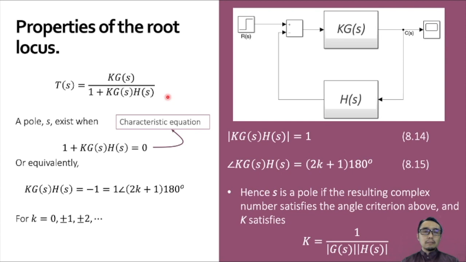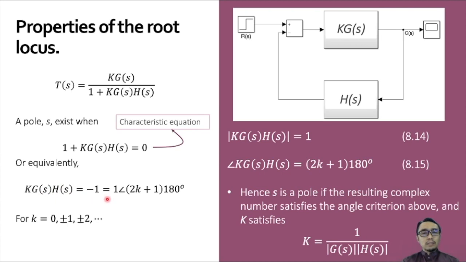Because we are interested in the poles, we want to see how they move as K is varied. A pole s exists when 1 plus KGH equals 0. This is the denominator of the closed loop transfer function, and we call this the characteristic equation. Interestingly, this is the condition for a pole to occur: the pole s will cause this denominator to be 0. So we can rewrite this equation as KGH equals minus 1.